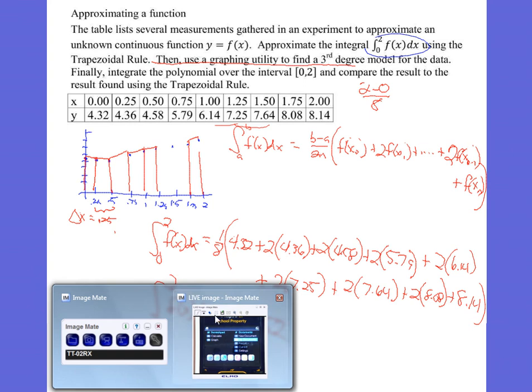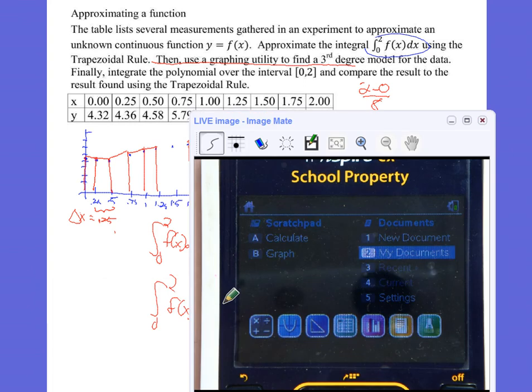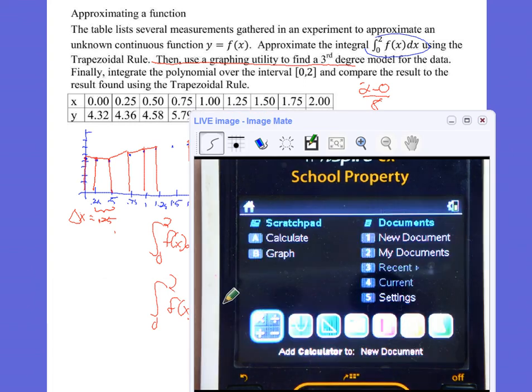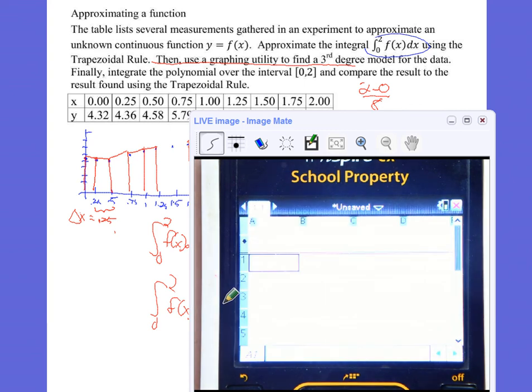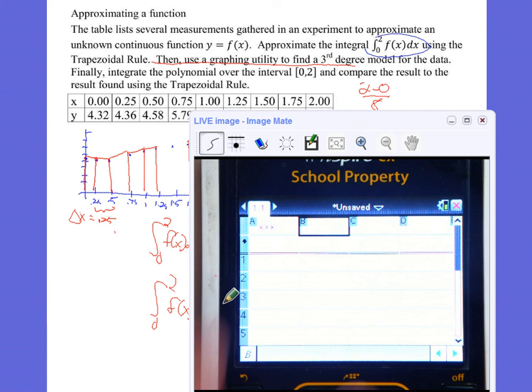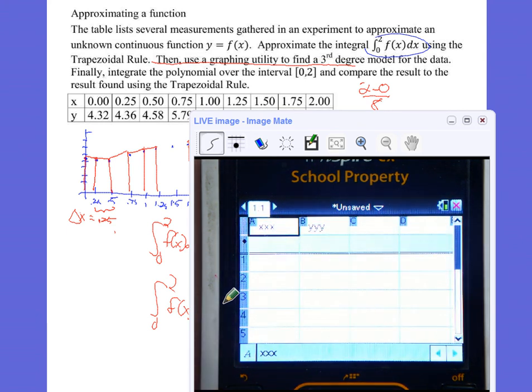bring up your calculator from the home screen. Down to the green icon, the spreadsheet icon. You want to label the top something. We don't have variables here, so I'm just going to call it triple X and triple Y. The calculator will probably freak out if you don't call it more than just X. And then enter in that data.